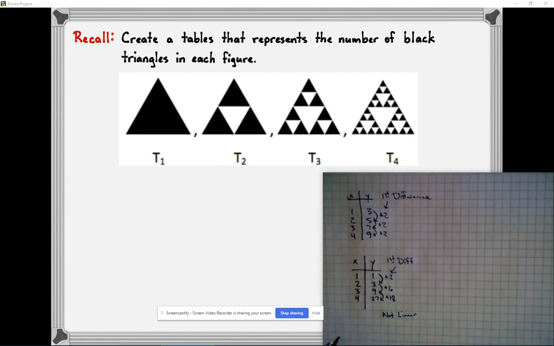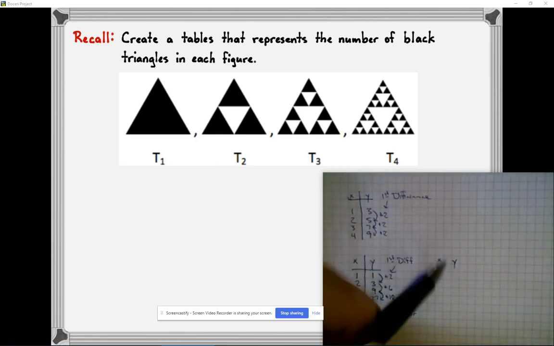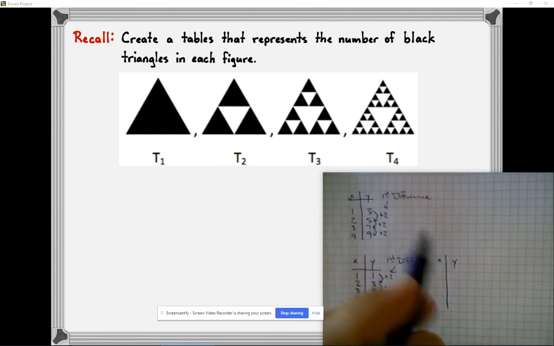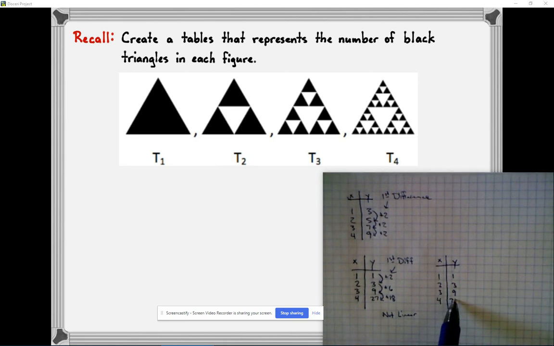So what is the other function that you know of right now? Well, the other function you know is the exponential function. So I'm going to recreate this table right here so we can look at a different type of pattern. We got 1, 2, 3, 4 steps. And in the first one we have 1, the second one we have 3, the third one we have 9, and the fourth one we have 27.